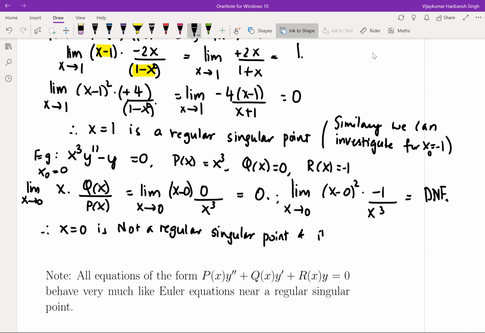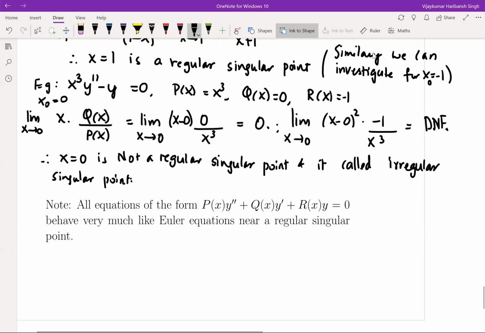And it's called an irregular singular point. So note that all equations of this form behave very much like the Euler equation near a regular singular point, and that's why we have this discussion.